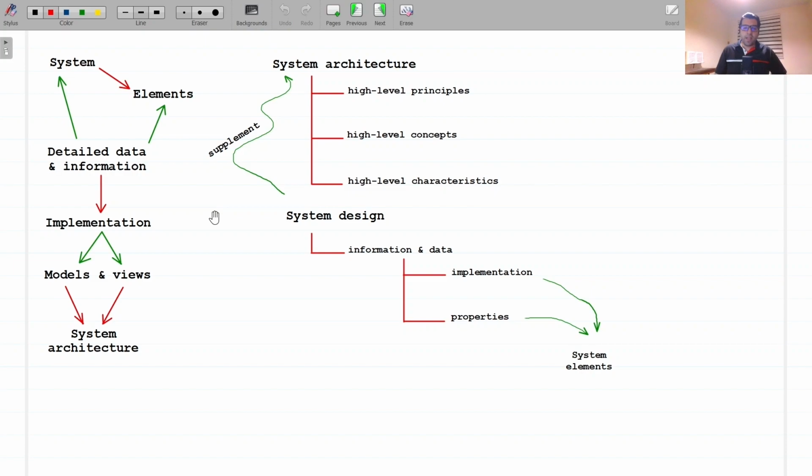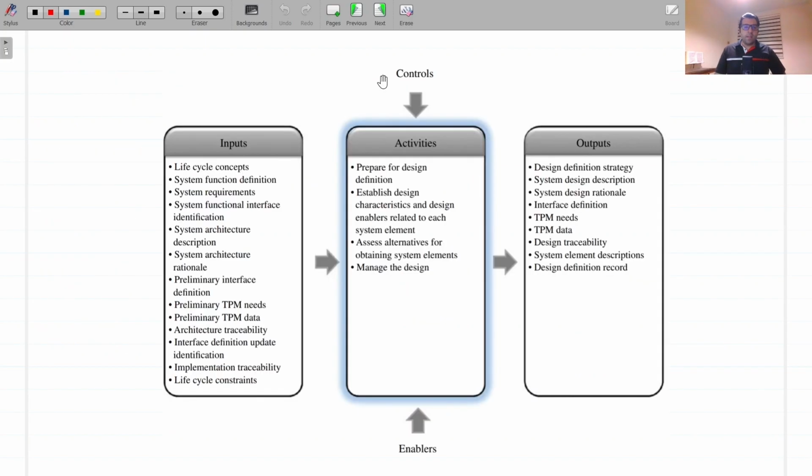This information and data details the expected properties allocated to each system element and/or to enable the transition toward their implementation. Design is the process of developing, expressing, documenting, and communicating the realization of the architecture of the system through a complete set of design characteristics described in a form suitable for implementation. Below figure is the IPO diagram for the design definition process.